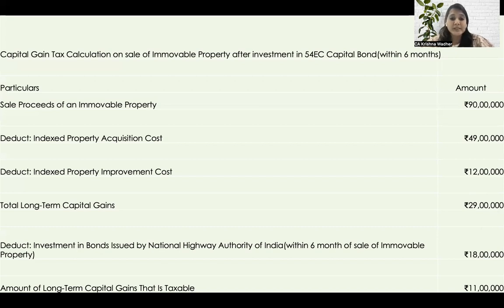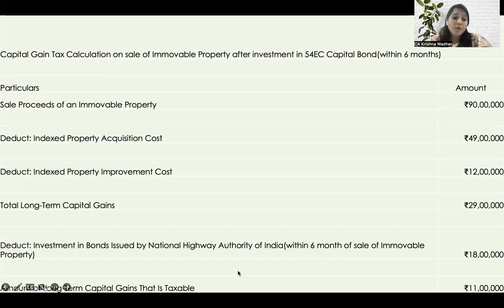How is that possible? What did Anshul do? Anshul invested in a capital bond issued by the National Highways Authority of India within 6 months of the sale of the immovable property. And how much did he invest? He invested around 18 lakhs.